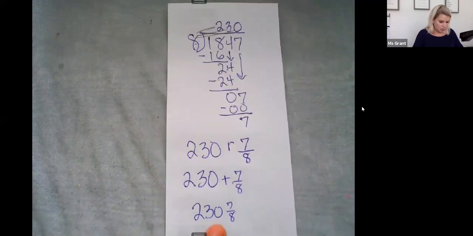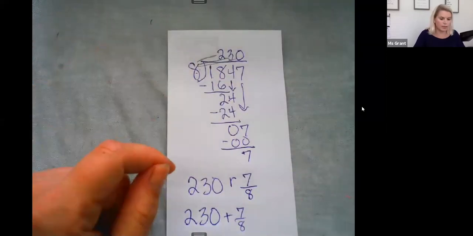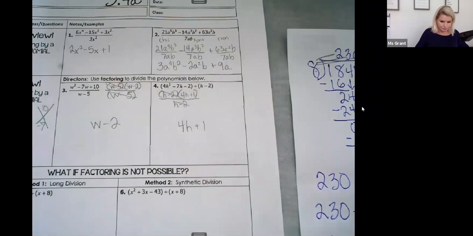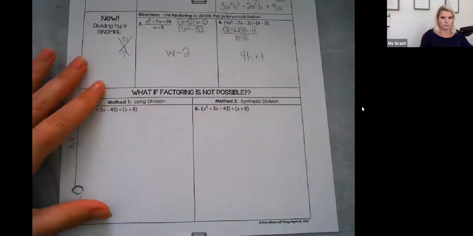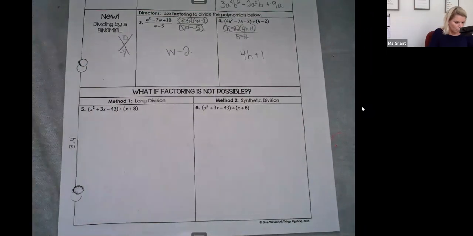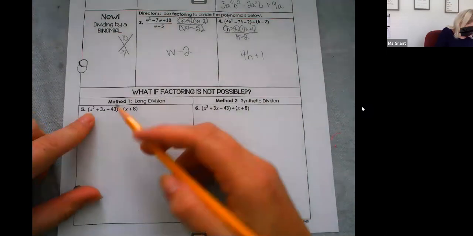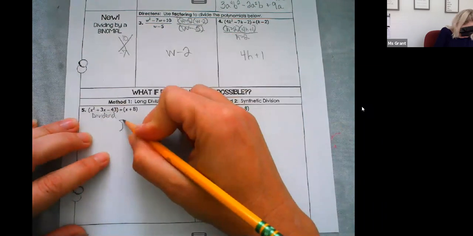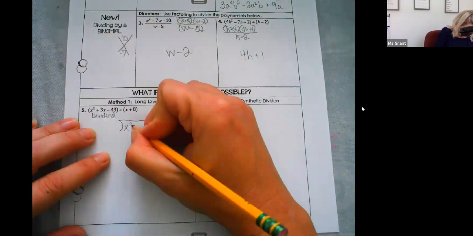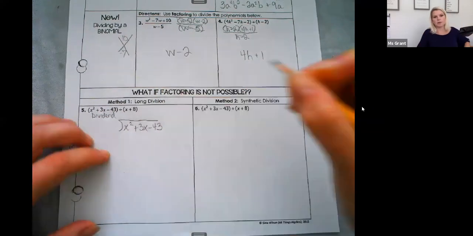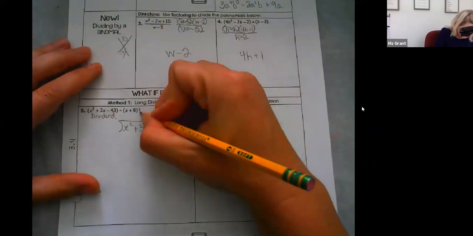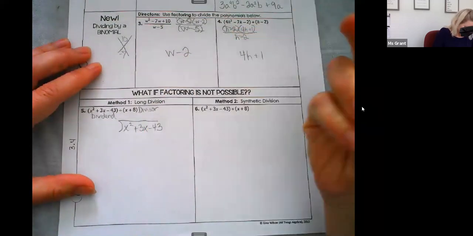So this division, these steps that we did, we're going to practice them today with polynomials. So I'm going to go to number 5. All right, number 5. Well, this is a trinomial. It is called the dividend. The dividend goes inside the division symbol. The x plus 8 is called the divisor. That would go here.